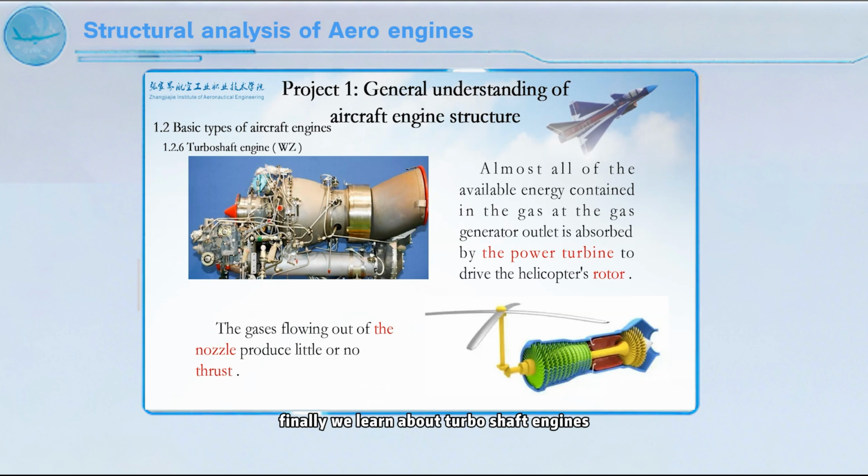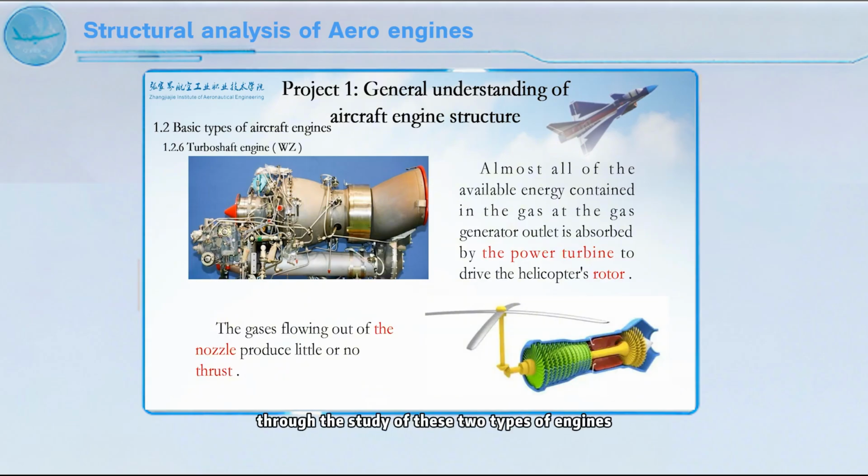Finally, we learn about turboshaft engines. Turboshaft engines are composed of an air inlet, compressor, combustion chamber, turbine, exhaust device, reducer, and rotor. That is, an air inlet, exhaust device, reducer, and rotor are added on the basis of the gas generator. In turboshaft engines, almost all the available energy contained in the gas at the outlet of the gas generator is absorbed by the power turbine, driving the rotor of the helicopter and generating pulling force. The gas flowing out of the nozzle hardly generates thrust. Turboshaft engines are generally used in helicopters.